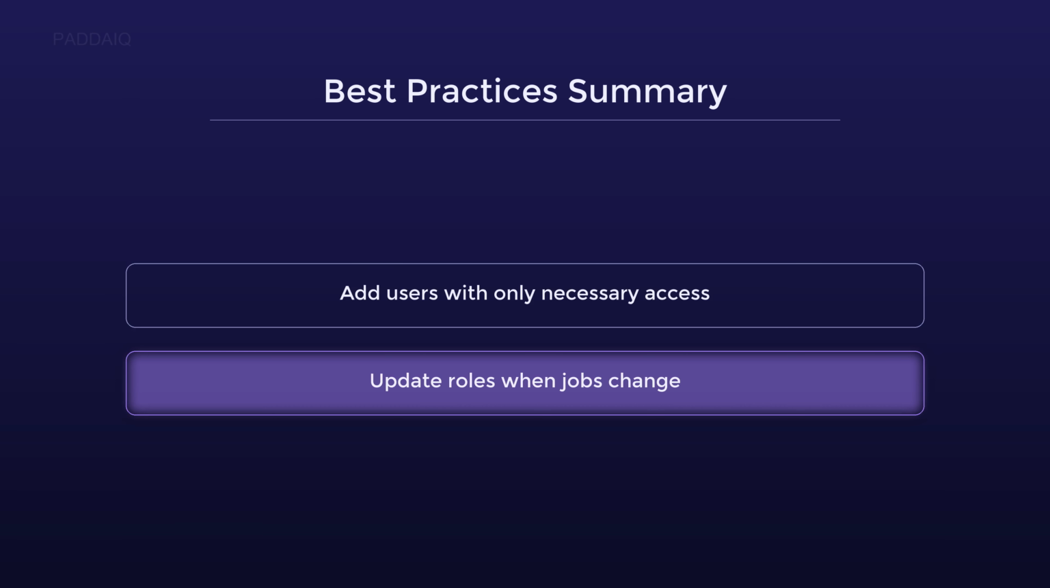Update roles when jobs change. This means adjusting user permissions whenever their responsibilities shift, ensuring they only have access needed for current tasks. For example, if someone moves from sales to HR, remove customer data access and add employee records permissions. This practice maintains security and prevents unauthorized data exposure.